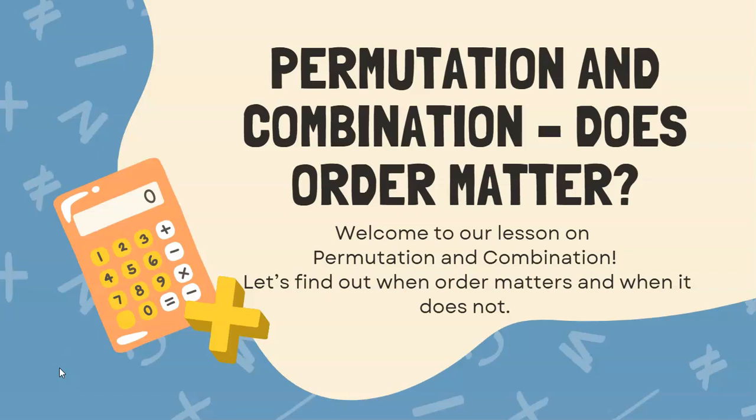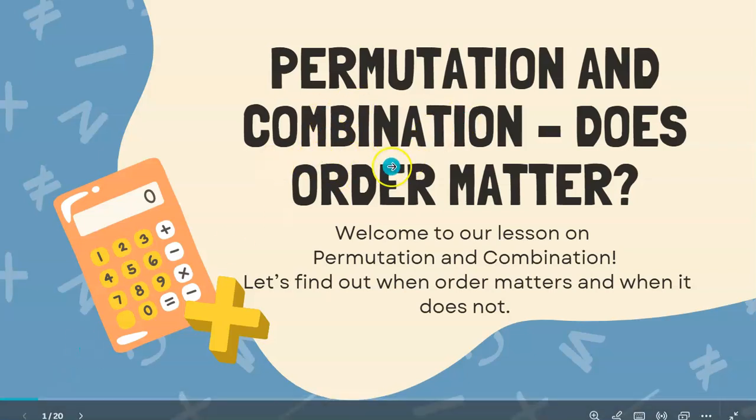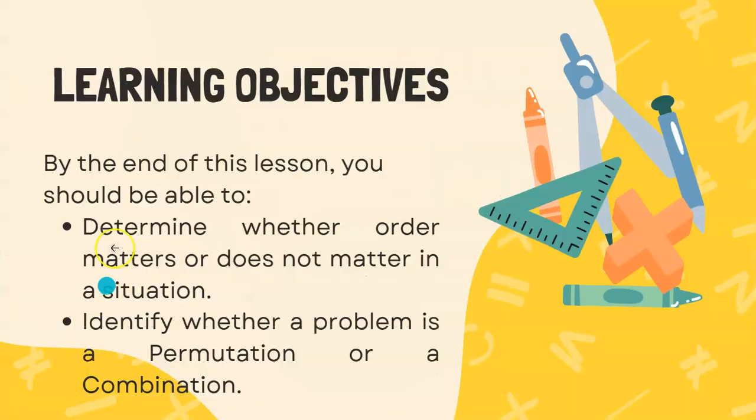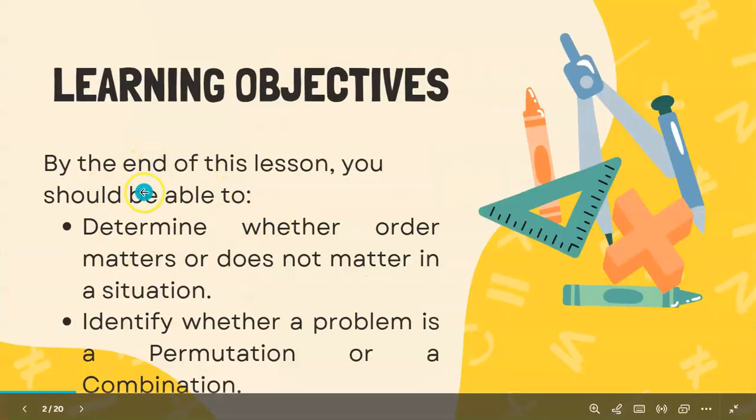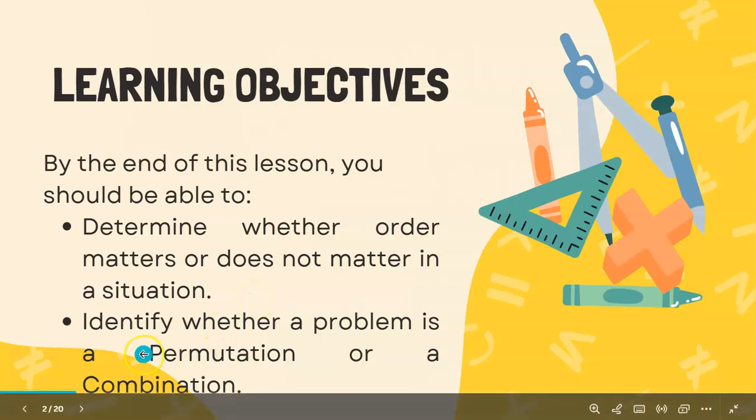In this session, we will embrace two concepts in the field of combinatorics, the concept of permutation and combination. For our learning objectives, by the end of this lesson, you should be able to determine whether order matters or does not matter in a situation, in order to identify whether a problem is a permutation or a combination.